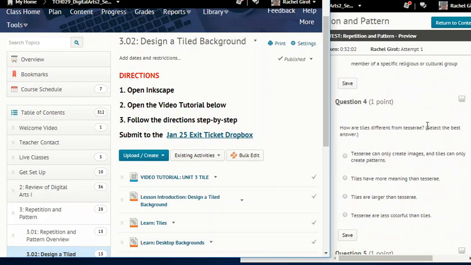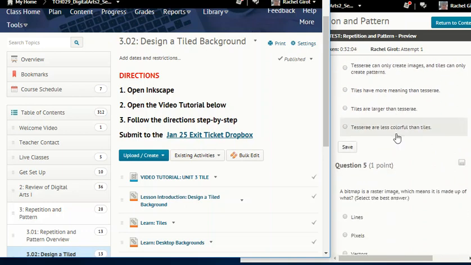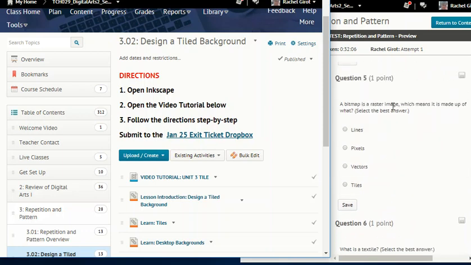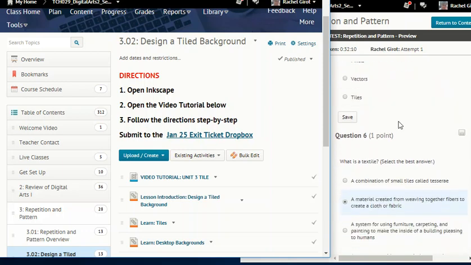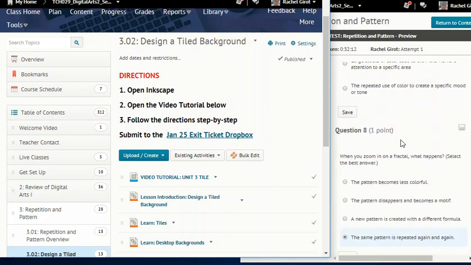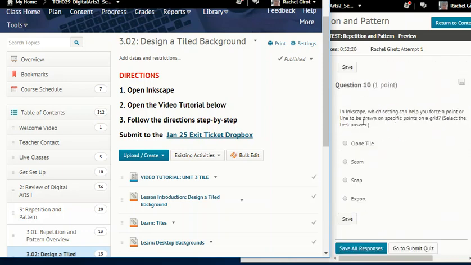How are tiles different from tesserae? You'll find the answer to that question. A bitmap is a raster image, which means it's made up of what? You'll find the answer there. And which setting can help you force a point or line to be drawn on specific points on a grid? And you'll find the answer to that question in this video.